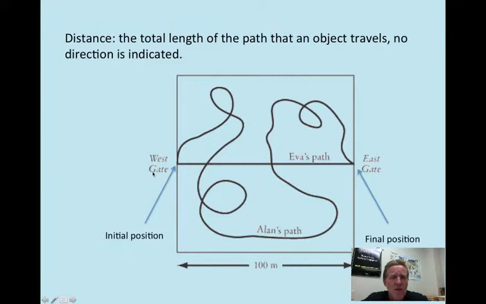Okay, distance is the other term that we need to be familiar with, and I think we already know about distance, but knowing how it's different from displacement is important. So distance is the total length of the path that an object travels, and there's not going to be any direction indicated. For example, on this little drawing I have Alan's path and Eva's path. Alan's path, as you can see, is very, very curvy.